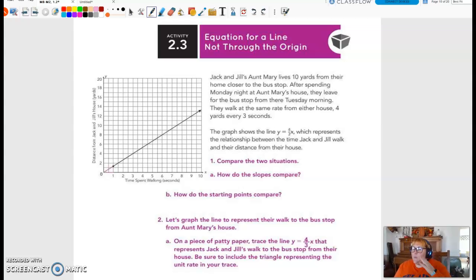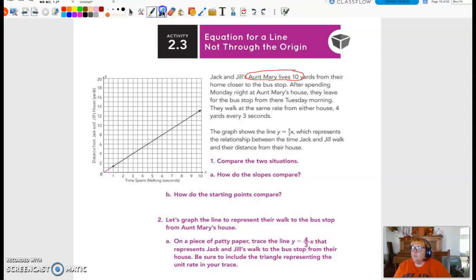Hey guys, today we are going to wrap up this lesson and we're going to start with 2.3. I know we started it last Tuesday, but we're going to finish it up. So let's review what we did in class. We ended up graphing the equation based on Aunt Mary living 10 yards away. So we basically had to move all of the points up 10 spaces.